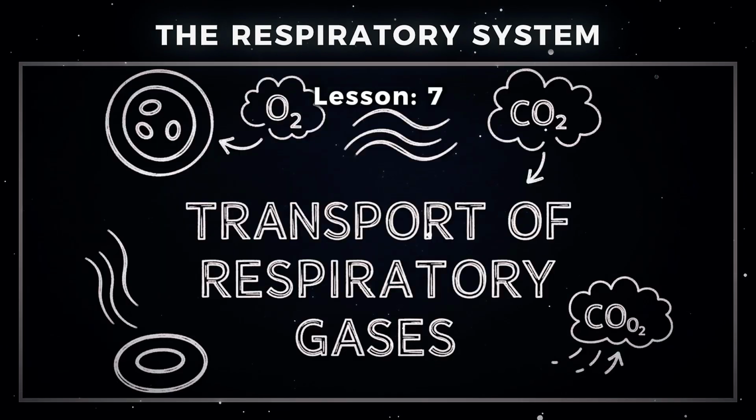Lesson 7. Transport of respiratory gases. We have reached a magnificent turning point in our story. The oxygen has successfully crossed the microscopic border of the respiratory membrane, and the carbon dioxide has made its exit into the air sacs. But now, we face a logistical challenge.